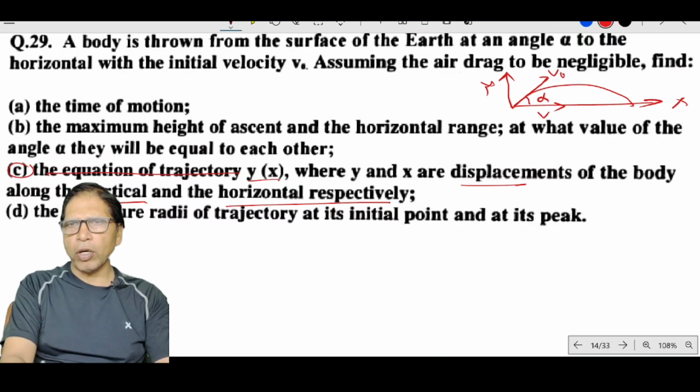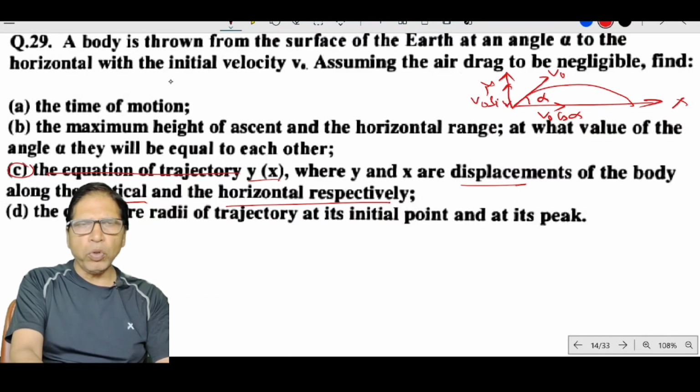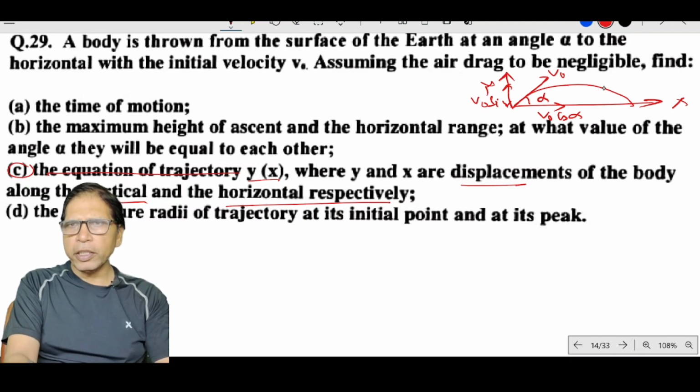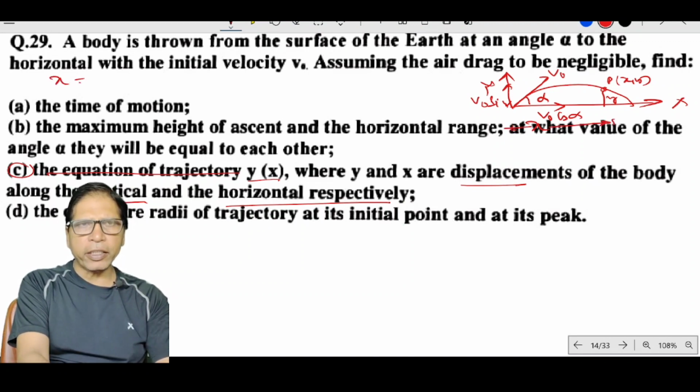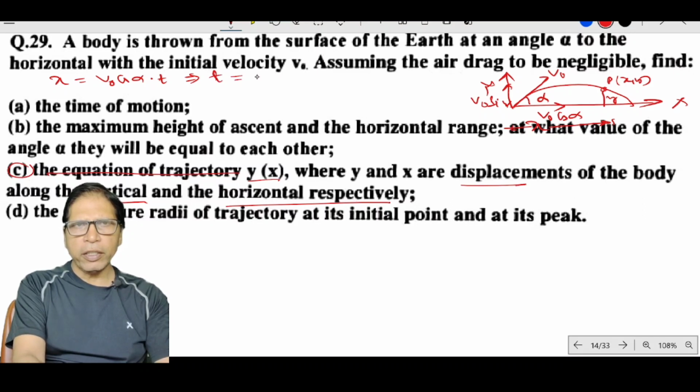Look at this, the horizontal component is V naught cos alpha, and the vertical component is V naught sin alpha. Okay. Now suppose the particle reaches P(x, y) in time t. So the vertical height is y, and the horizontal distance traveled is x. So x equals V naught cos alpha into t. Therefore, t equals x by V naught cos alpha. No problem.